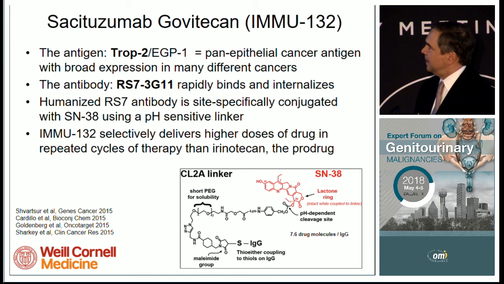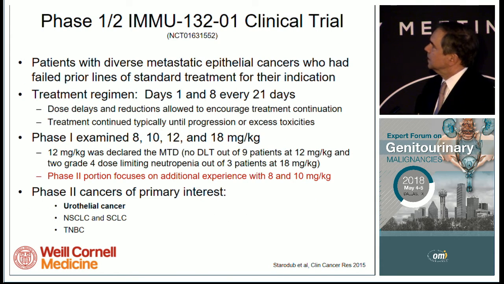As we see with Enfortumab, the antibody binds to the outside of the cancer cell. It's internalized, and rather than using a tubulin agent, it uses SN38, which we know is a topoisomerase inhibitor. And you can again deliver much higher drug doses than you can with just simply using irinotecan, which is the prodrug. So a phase 1, phase 2 trial has been performed again in various solid tumors.